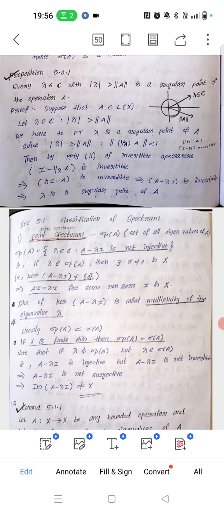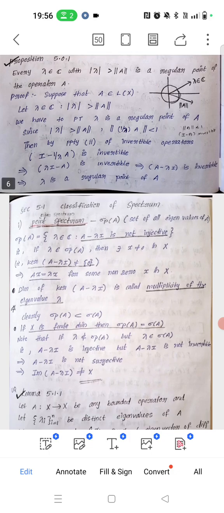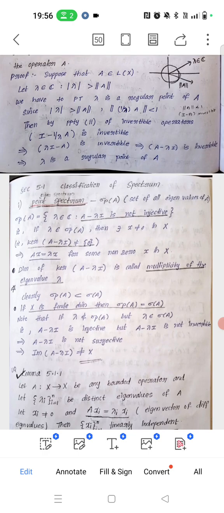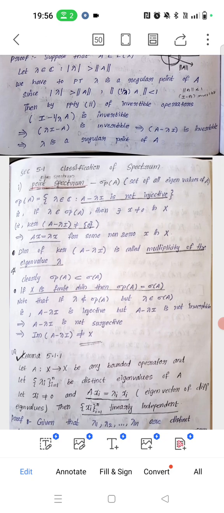This implies lambda times that is also invertible. A scalar multiple of an invertible operator is again invertible, which means lambda I minus A is invertible. This means A minus lambda I is also invertible, because the negative of it is invertible. So A minus lambda is invertible. Therefore lambda is a regular point.